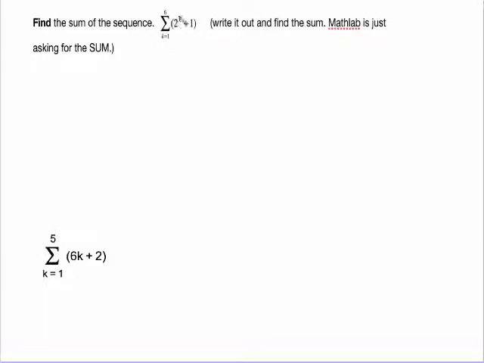So it says k equals 1. We're starting with 1. 2 to the first is 2, plus 1 is 3. Plus, put 2 in here. 2 squared is 4, plus 1 is 5. Put 3 in. 2 to the third is 8, plus 1 is 9. Put 4 in here. 2 to the fourth is 16, plus 1 is 17. Put 5 in here. 2 to the fifth is 32, plus 1 is 33. And 2 to the sixth is 64, plus 1 is 65.